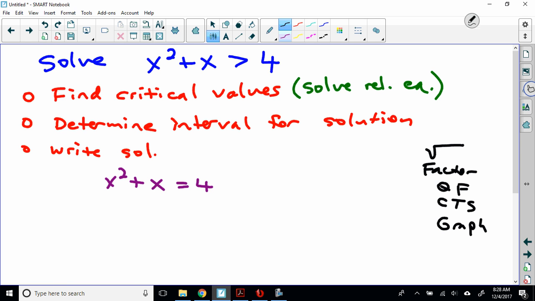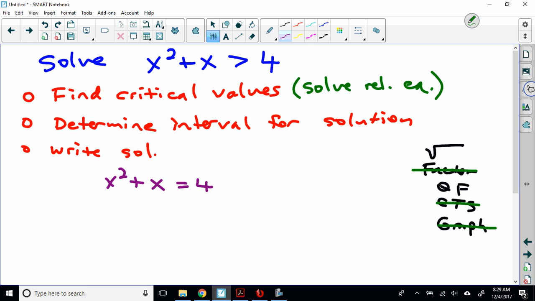4 doesn't have factors that add up to 1, does it? So factoring's out, so we can't factor this. Graphing it, the vertex is going to be on a fractional part, so I'm probably not going to try graphing it. Completing the square, my b value is not even, so I probably wouldn't complete the square.